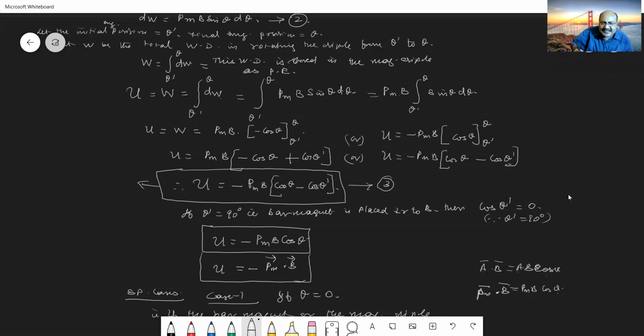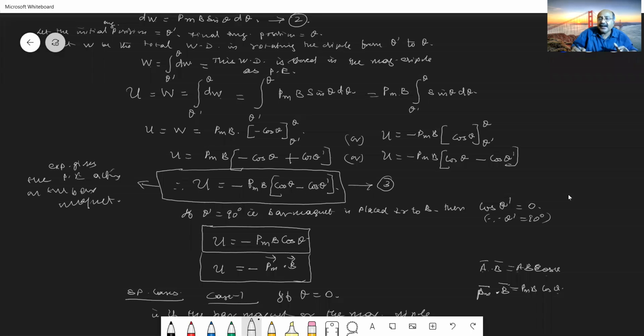So we are taking this expression, which gives the potential energy, the magnitude of the potential energy acting on the Bohr magnet.